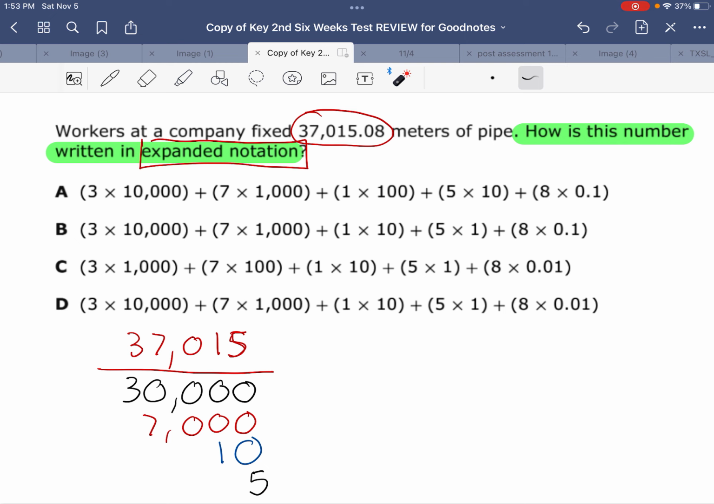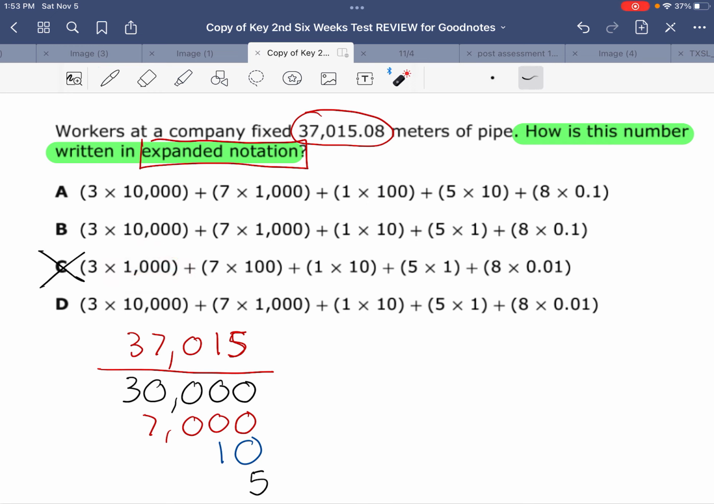So I'm going to already start eliminating the answers that do not have these numbers. Okay. I noticed that C has 3 times 1,000, meaning that it's 3,000. And I don't have 3,000, I have 30,000. So I can get rid of C already.